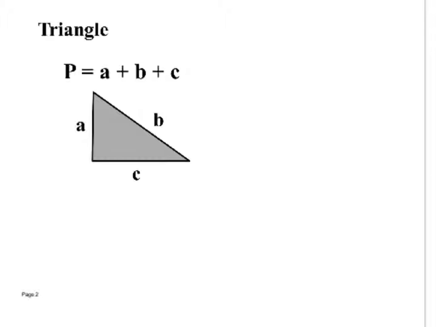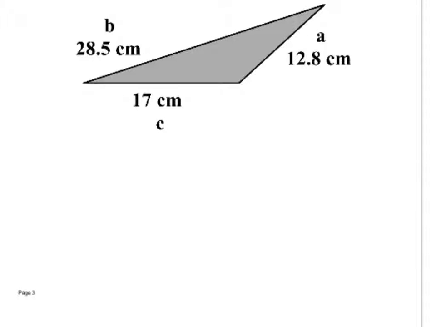Write this down. This is the formula for perimeter of a triangle. P equals A plus B plus C. So all we're doing is adding all the sides. So draw this triangle. We're going to find the perimeter of this triangle. So we add A plus B plus C. So we add all the sides for perimeter.